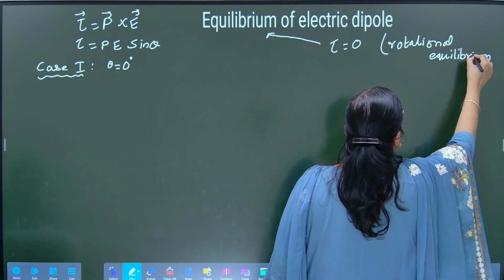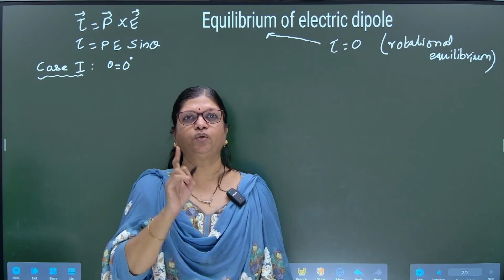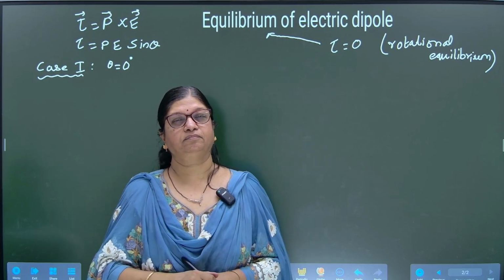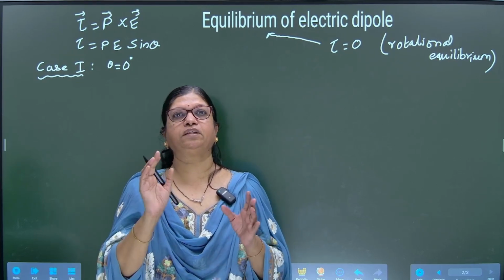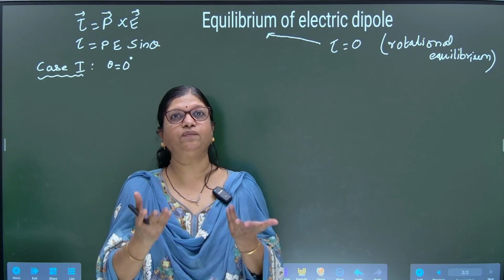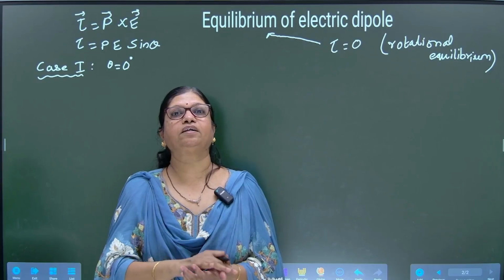We already know that when we place the dipole in a uniform electric field, it rotated, correct? Because of the tau experienced by it. Now we are saying, when will it be in equilibrium? When will it not rotate? Only when tau is equal to 0.